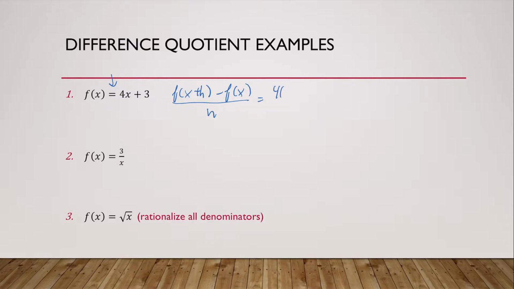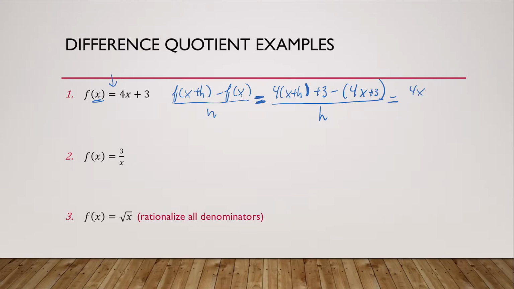You're then substituting those values in for x in your function. So I have 4 times x plus h, plus 3, minus, and I'm going to use parentheses to remind me to distribute that negative because that's where I see the most mistakes, 4x plus 3, all over h. And you should put an equal sign. Make sure you know it's an equality.